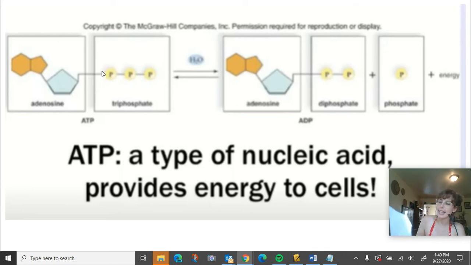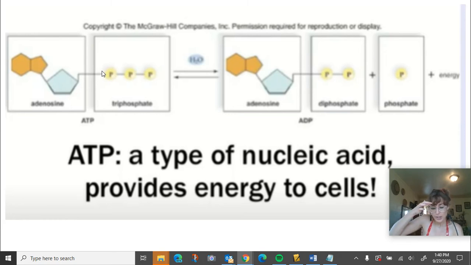What is ATP used for? It's used for synthetic reactions, muscle contractions, like when you're working out, the transmission of nerve impulses, so your nerve cells communicating to each other, that uses energy, requires ATP.